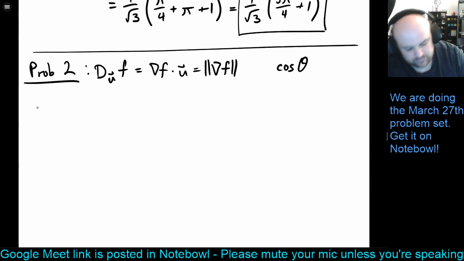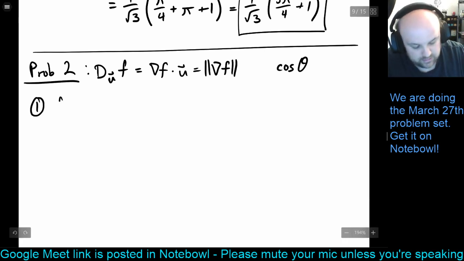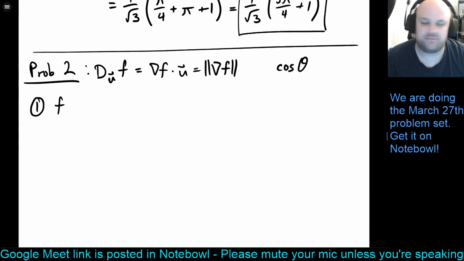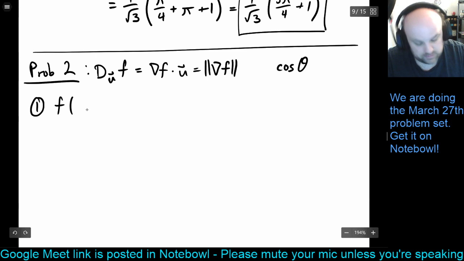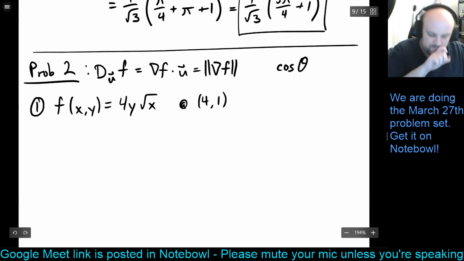So, using that, we can answer this question of finding the maximum rate of change of the function at any specific point. We just find the gradient there and take its magnitude. So f of x, y is 4y square root of x at 1, 1, or 4, 1. I did the same thing earlier.